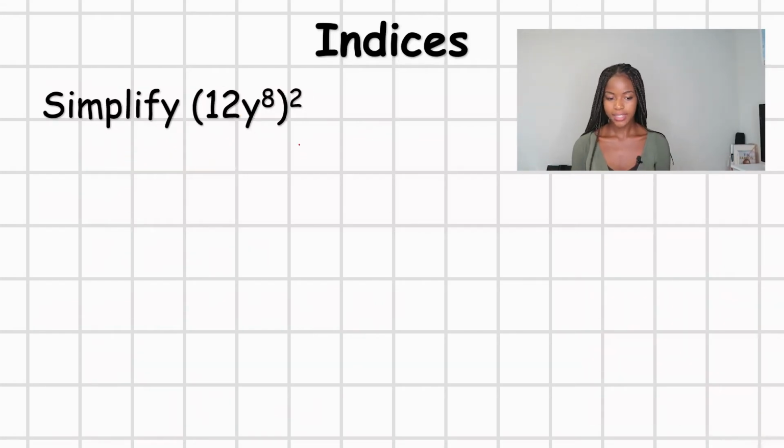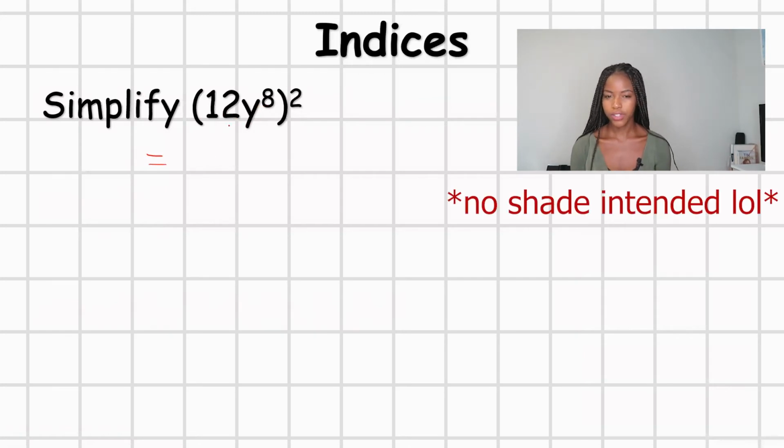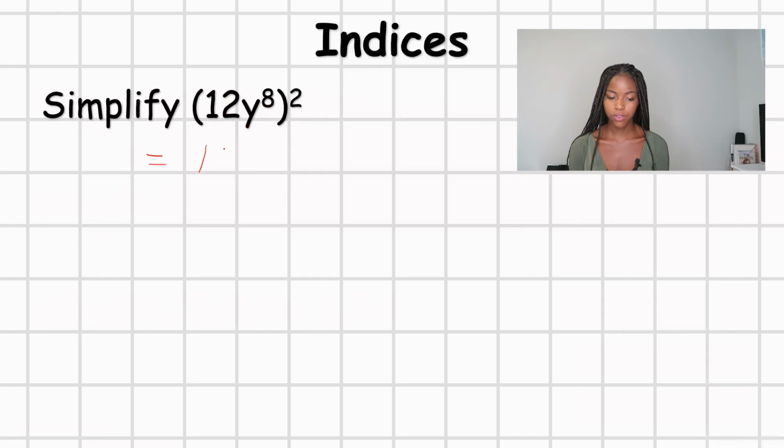So the next one says, simplify 12y to the power of 8, all to the power of 2. So this is basically asking you to put everything inside of the bracket to the power of 2. In order to do this, like I said before, we still need to square the 12 as normal. So 12 squared, you shouldn't really need a calculator for this. You are expected to know your square numbers up to 12. So 12 squared, 144.